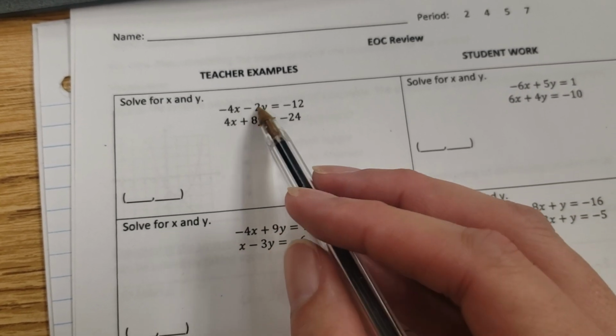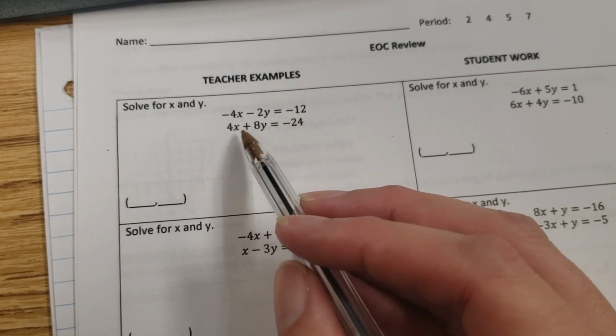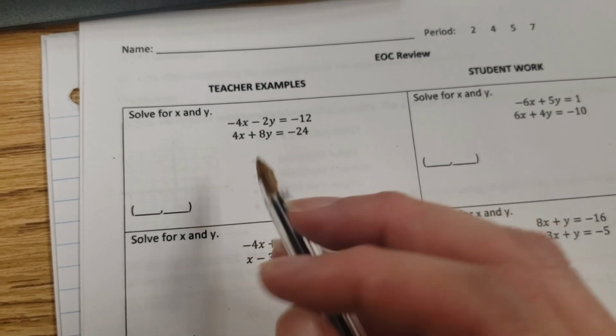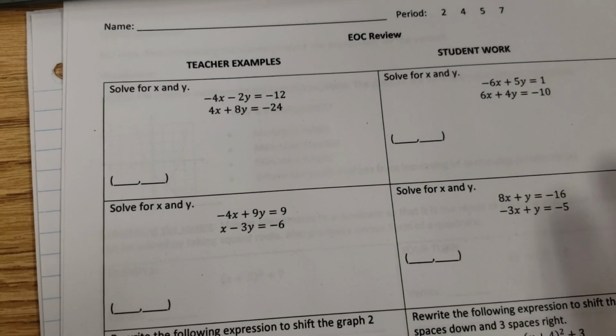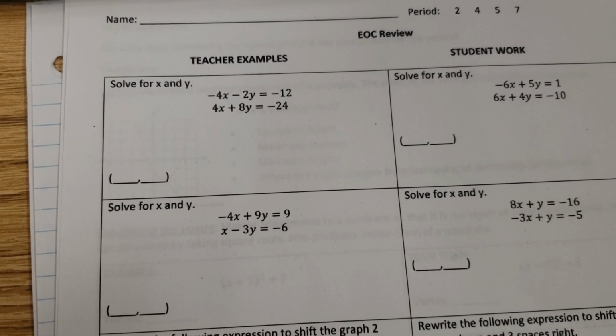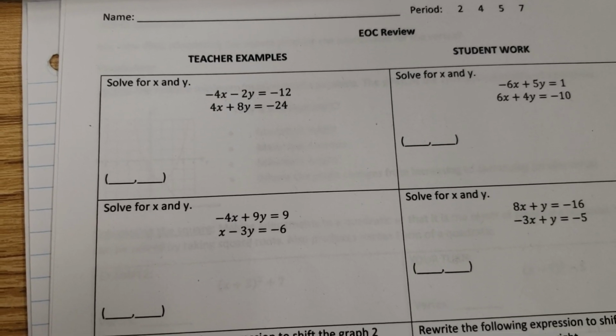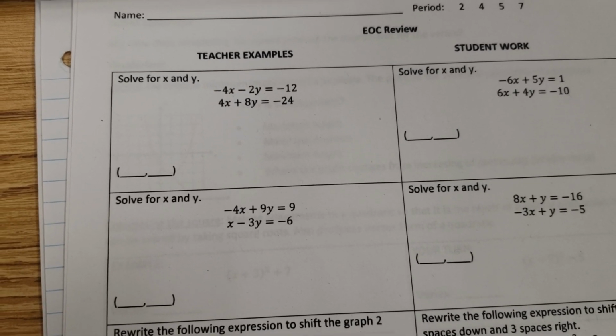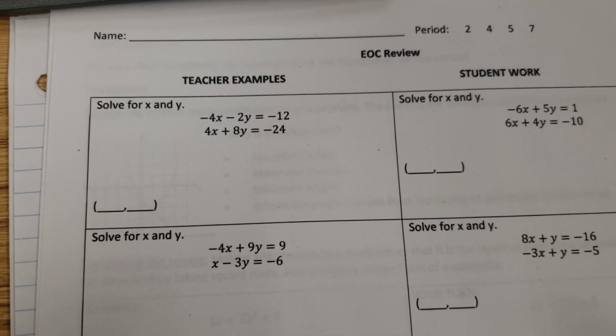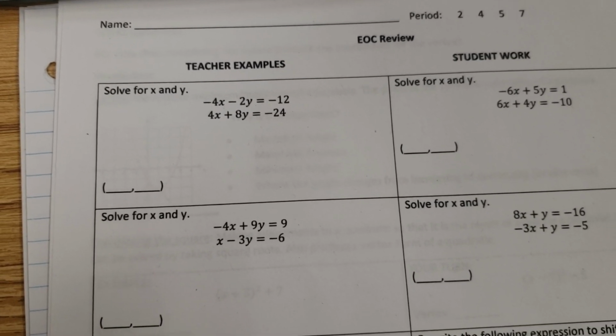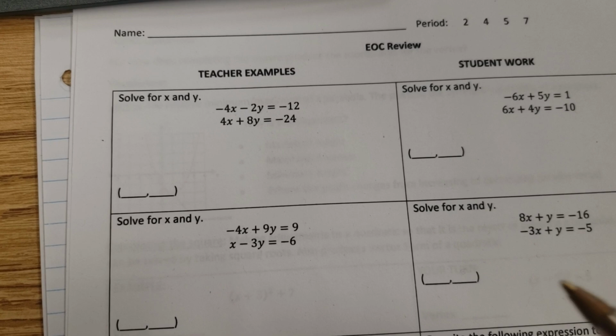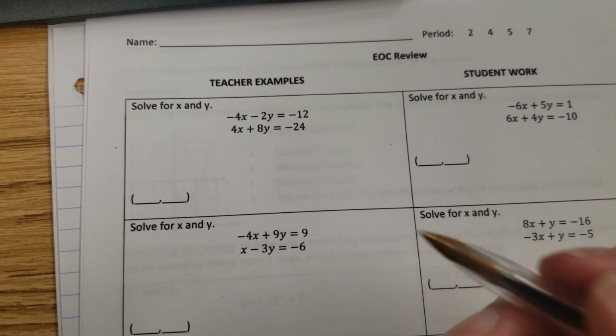So what value of x and y would make this negative 12, and what value of x and y would make this equal negative 24? There's a bunch of different ways to do this, but the way that we're going to focus on is by elimination. Elimination will work a whole bunch of the time. So if you're only going to learn one way to do it, this would be the most effective way to use.